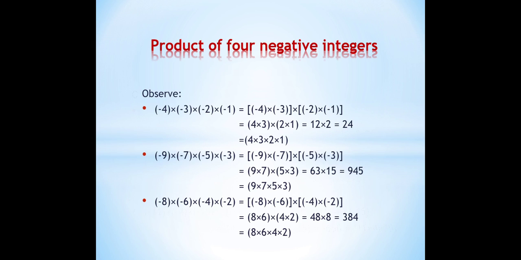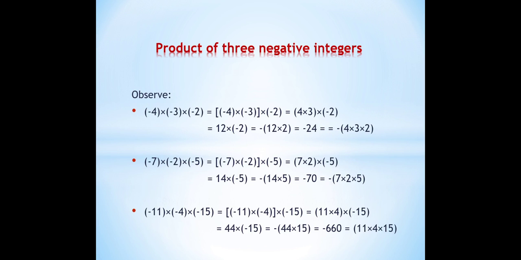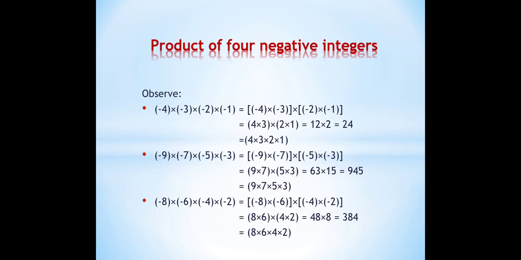Suppose we are given minus 4, minus 3, minus 2, minus 1 as 4 negative integers. What we did is we multiplied the 4 terms as whole numbers, 4 into 3 into 2 into 1. But in the case of the product of 3 negative integers, we put a minus sign before, and we multiplied them as whole numbers. But in this case, when we are given the product of 4 negative integers, there is no minus sign, we only need to take the product of the whole numbers.